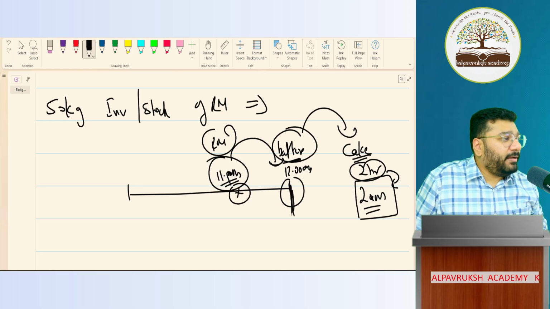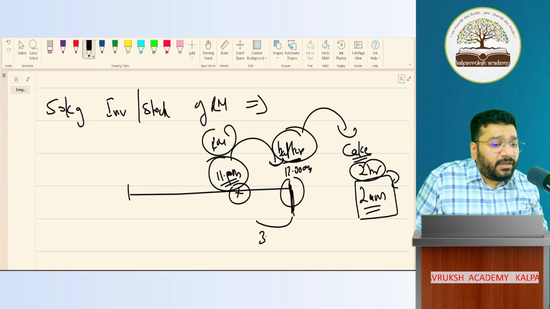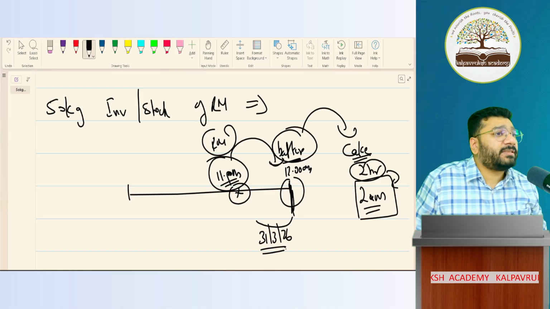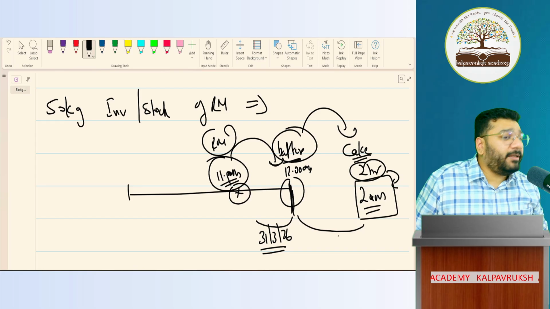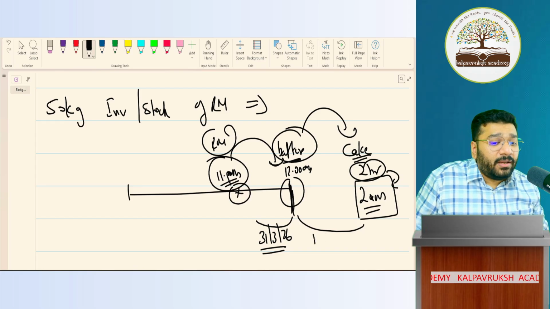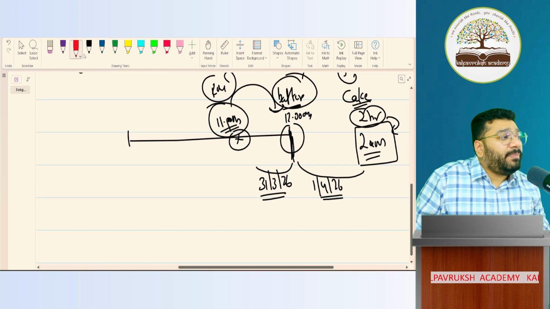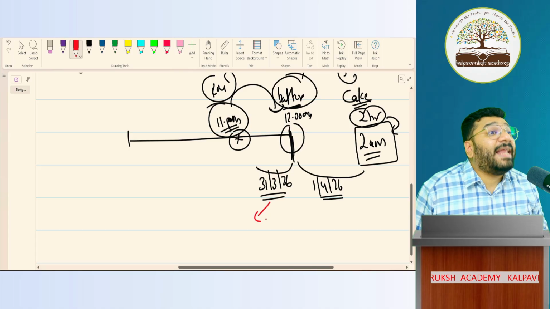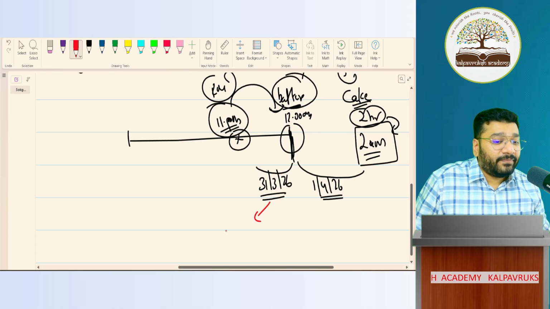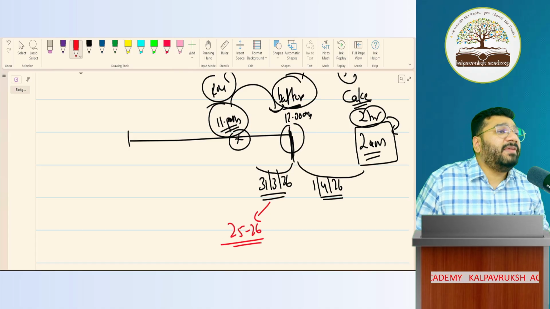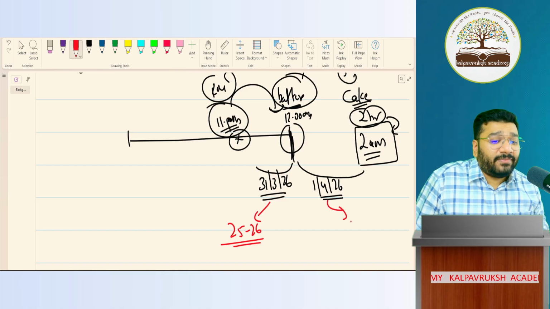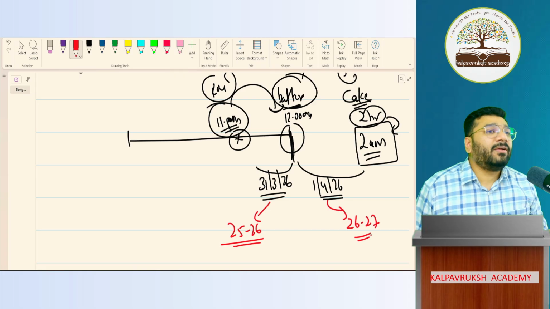12 a.m. midnight. Before this, what is the date? 31st March 26. And after 12 a.m., it is 1/4/26. Tell me, people, this is coming in which financial year? Which accounting period? 25/26. Lovely. And this is coming in which financial year? 26/27. Got it, not got it.